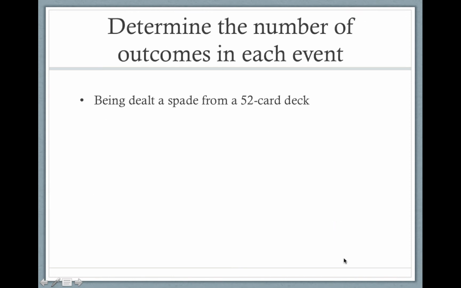Okay, so we want to determine the number of outcomes in each event. Being dealt a spade from a 52-card deck. How many spades are in the deck? Again, recall there are 13 spades, the 2 through 10, the jack, queen, king, and ace.